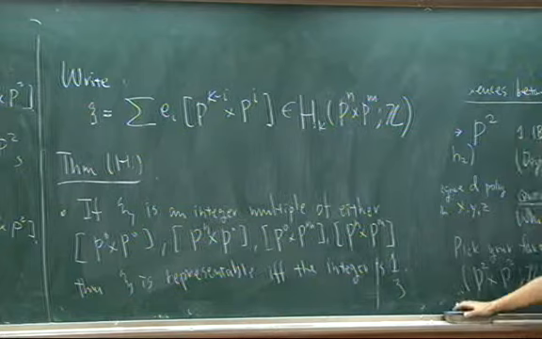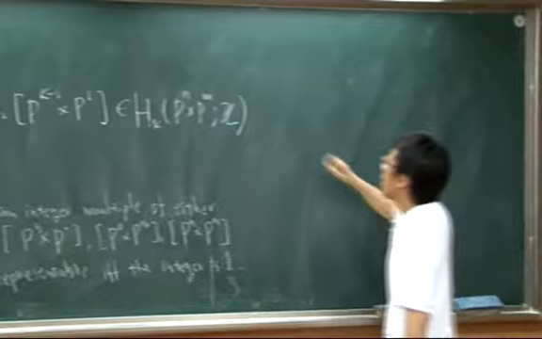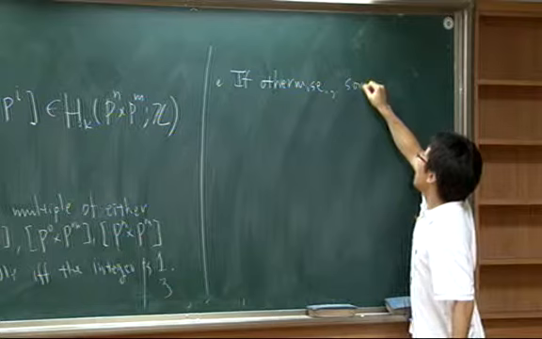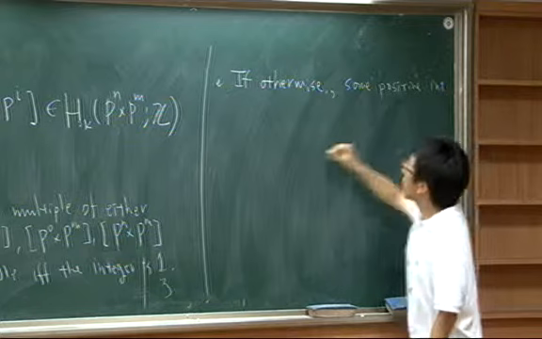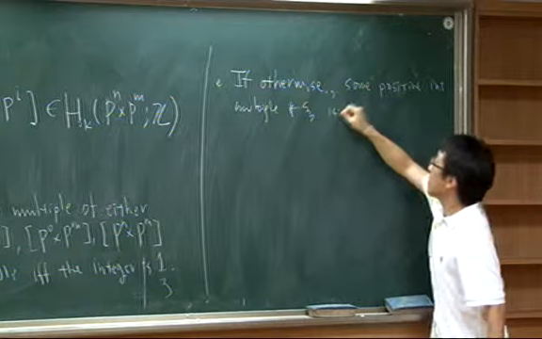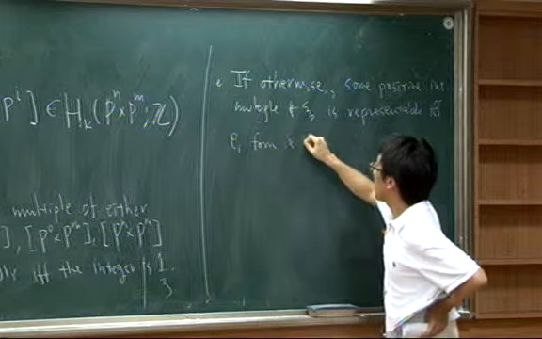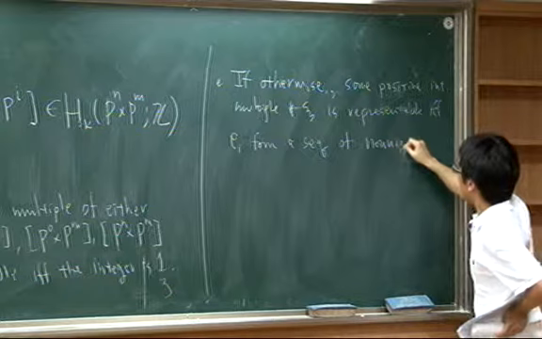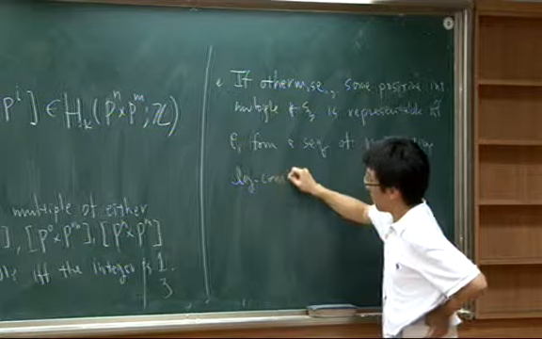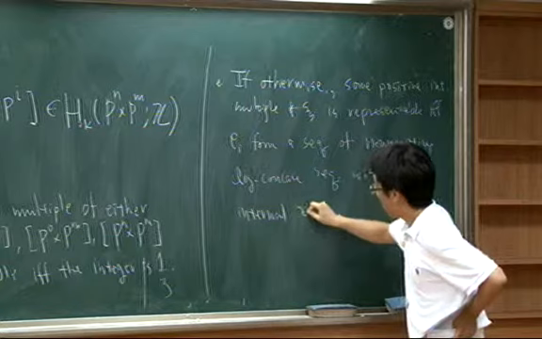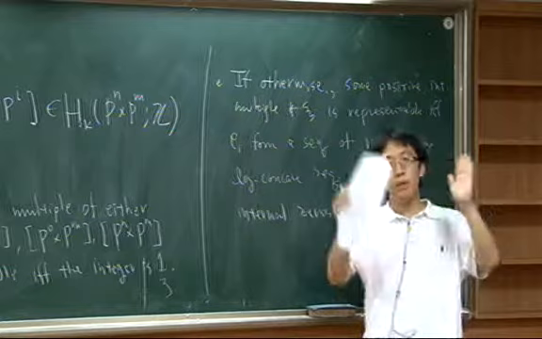Secondly, in all other cases, some positive integer multiple of C is representable if and only if e_i form a sequence of non-negative log concave numbers without internal zeros. Having no internal zero simply means that you cannot have zero in between two non-zero numbers.